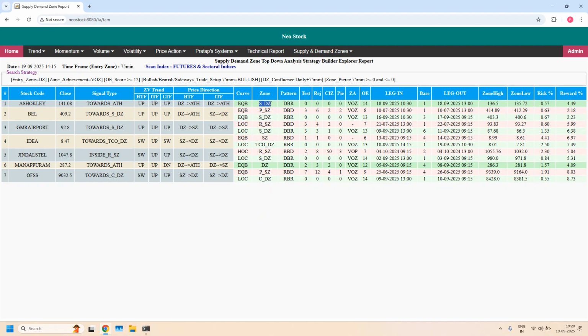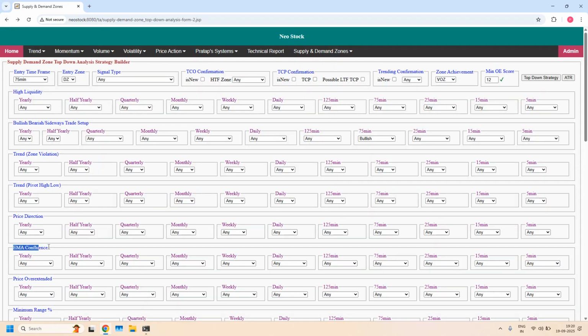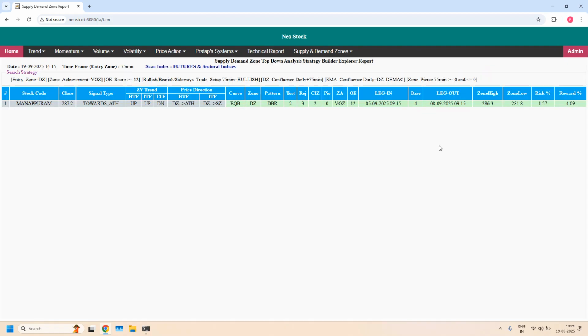All the 7 stocks, these 75 minutes demand zones are overlapped with the daily demand zone. Is it enough? No. And the daily trend, that is ITF trend, is uptrend in all the stocks. So we can further filter based on daily demand zone having daily EMA confluence. Because 75 minutes demand zone overlapped inside this daily demand zone, and daily trend is also uptrend. We got only one stock.